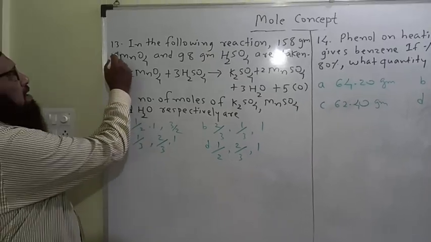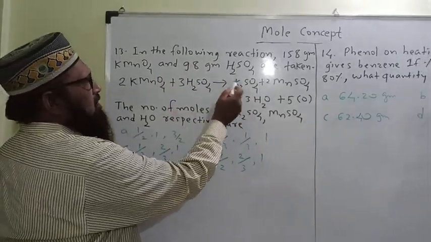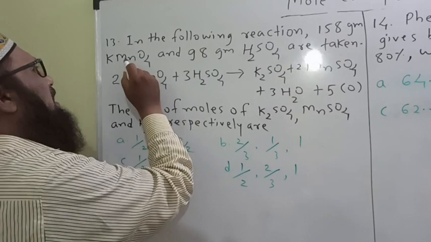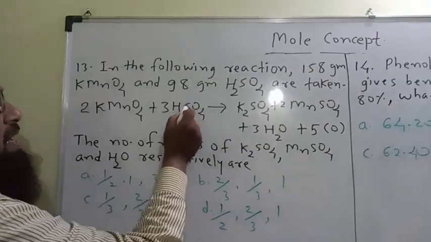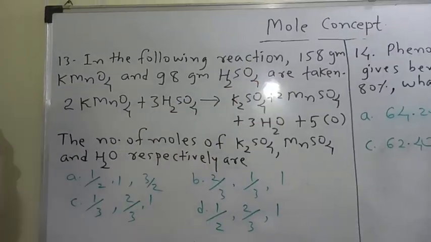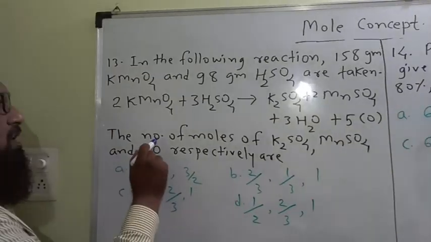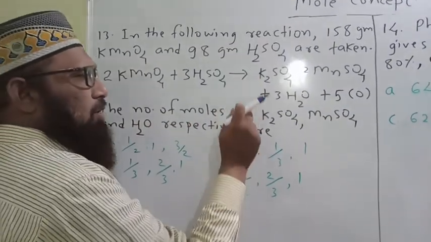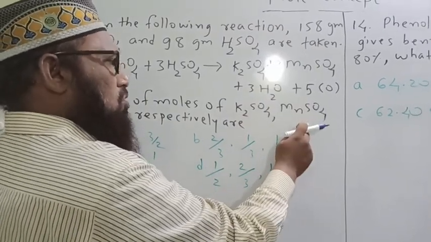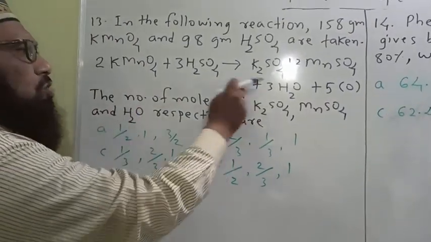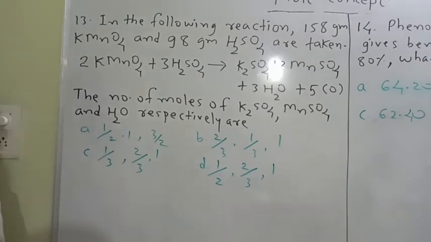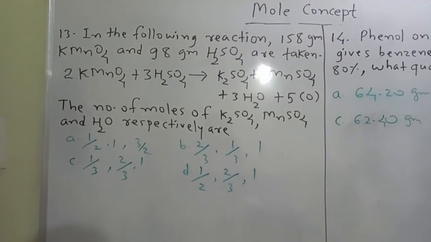Question number 13. In the following reaction, 158 gram KMnO4 and 98 gram H2SO4 are taken. This is the balanced reaction given. The number of moles of K2SO4, MnSO4 and H2O respectively formed are how much?